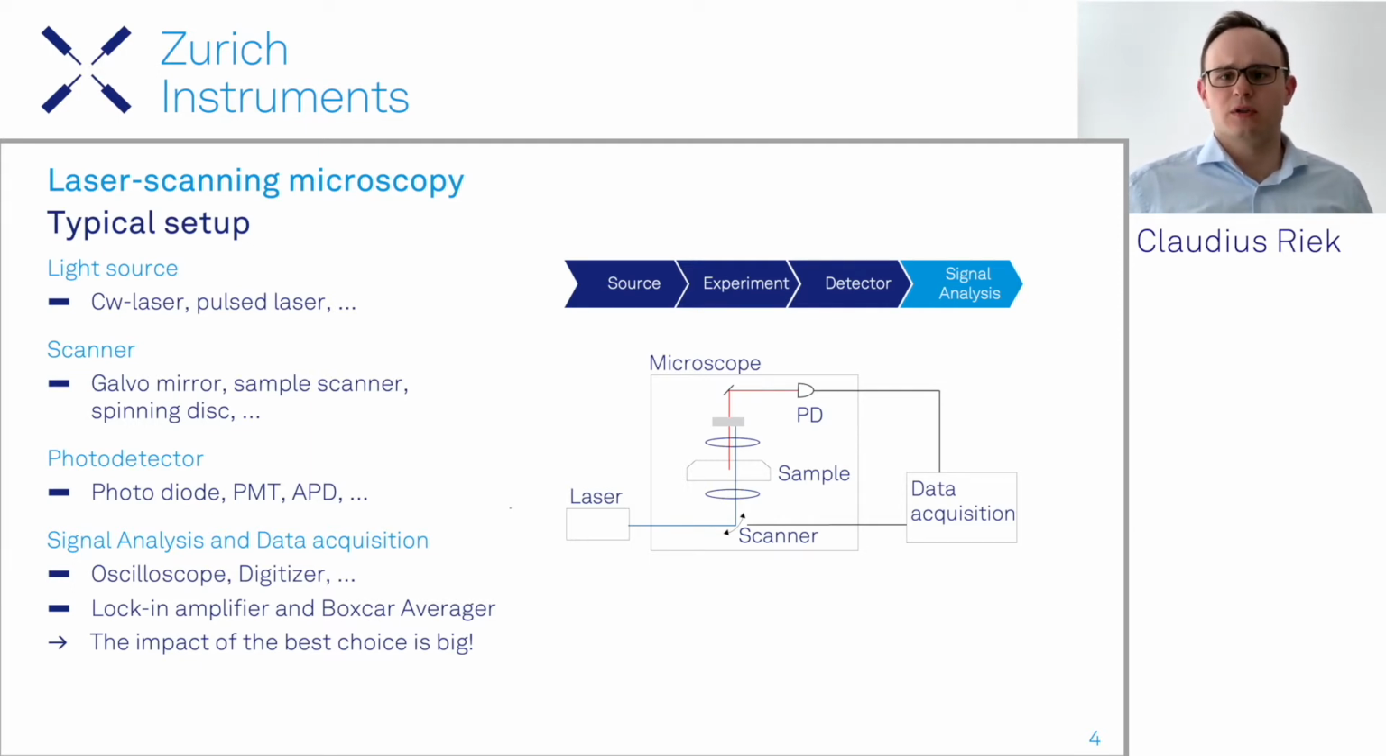Now, on the photodetector side, today we want to focus on spectrally integrating detectors like a photodiode, PMT, or APD, for example. The signal analysis afterwards is always done in a similar way. Either you use an oscilloscope or a digitizer, or, for example, you could also use a lock-in amplifier and a boxcar averager. And what we will see is that the impact of the choice which you make can be very big.